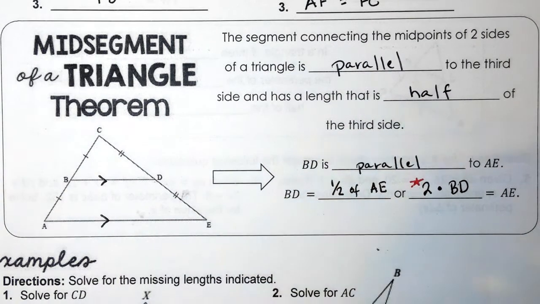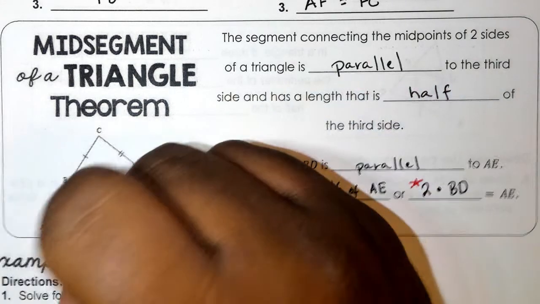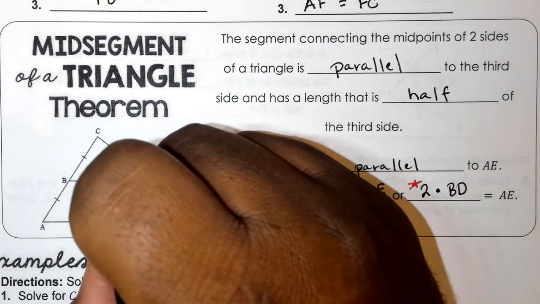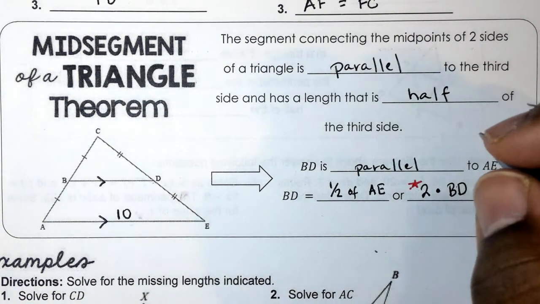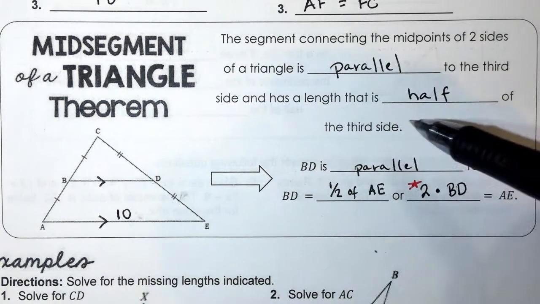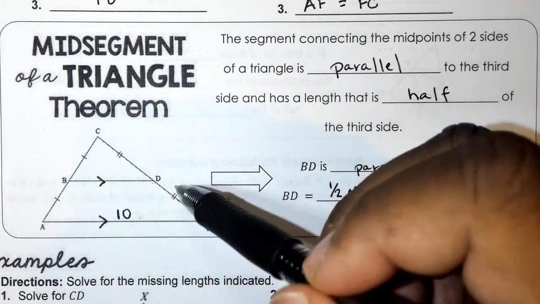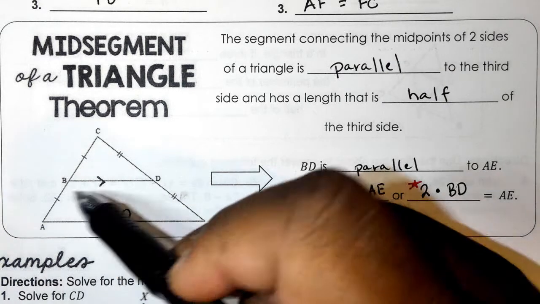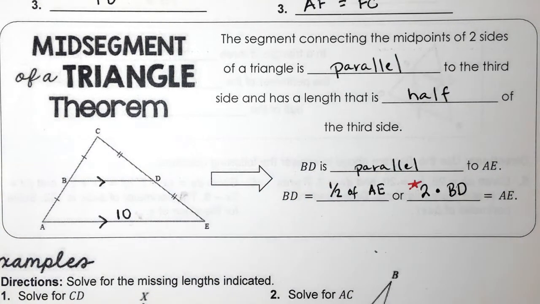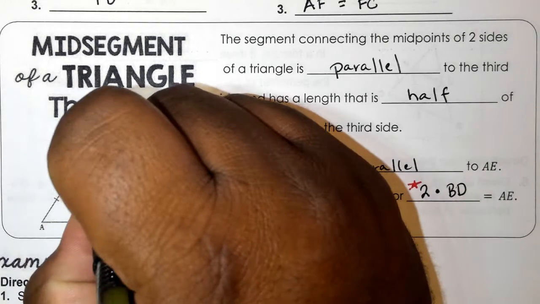If that's the case, if they put a number on one or the other, I should know what the other one is automatically. For example, if they tell me AE is 10, the length of AE is 10, and they ask me what is BD. If I know BD is a mid segment, I know the mid segment theorem says BD has to be half of AE. If AE is 10, what is BD? Think about that real quick. This ain't no trick question either. Simple math. You should be telling yourself that BD is 5.